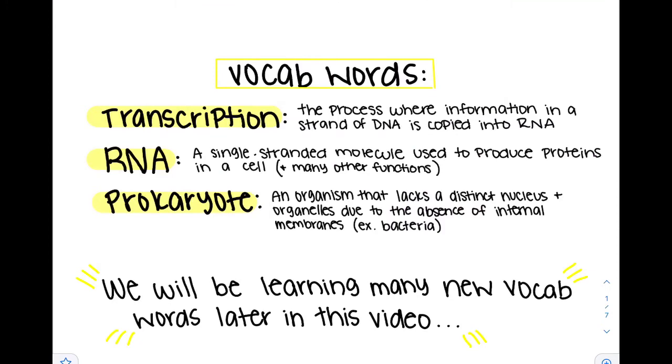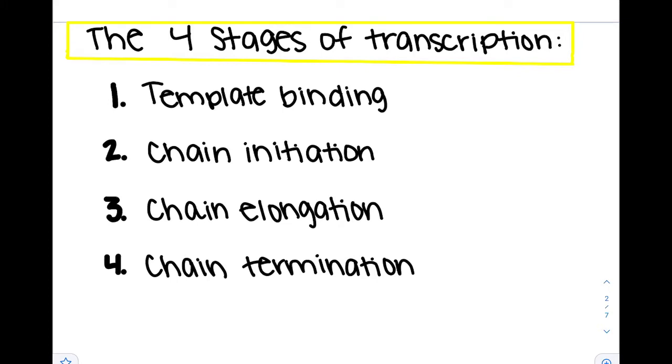Now, before we begin, make sure you familiarize yourself with a couple of these vocab terms. Transcription is the process by which the information in a strand of DNA is copied to a new molecule of messenger RNA, and RNA is used to produce protein in cells. Now, to begin, the 4 stages of transcription are template binding, chain initiation, chain elongation, and chain termination.